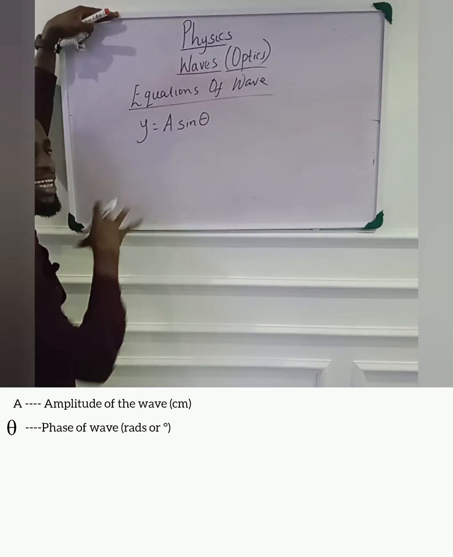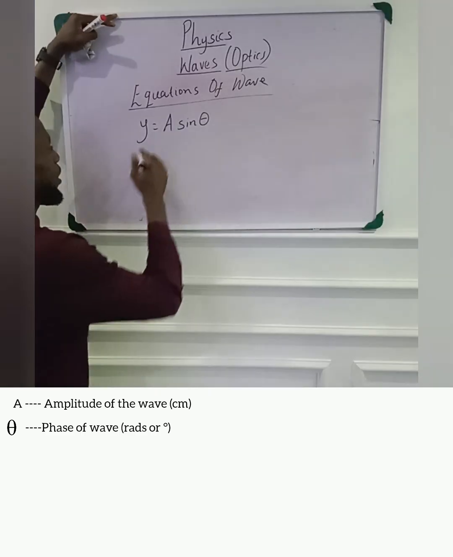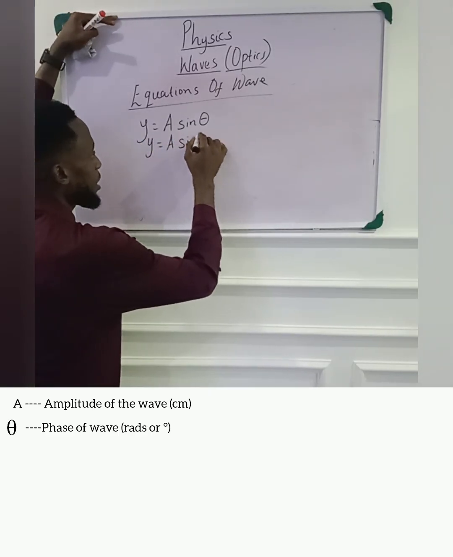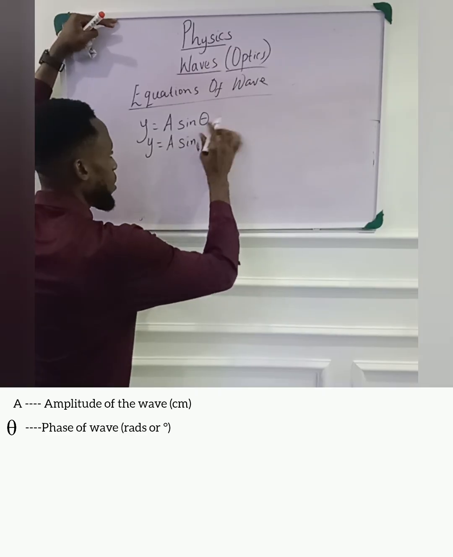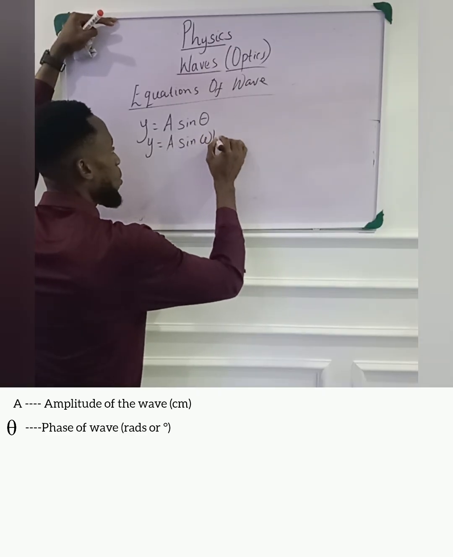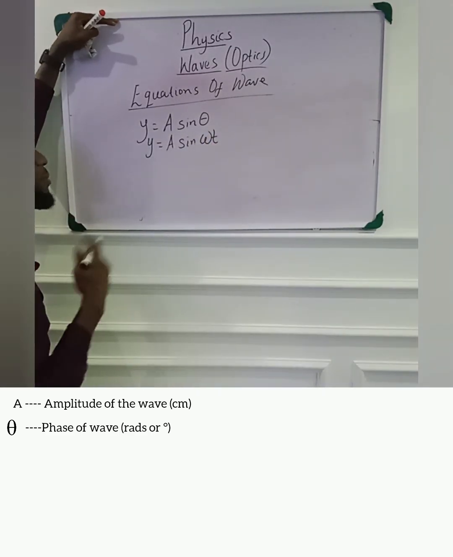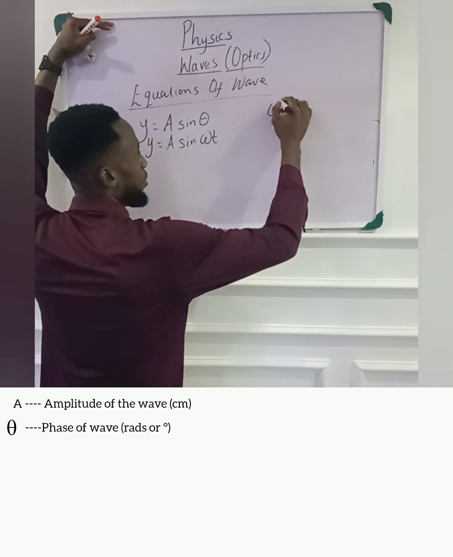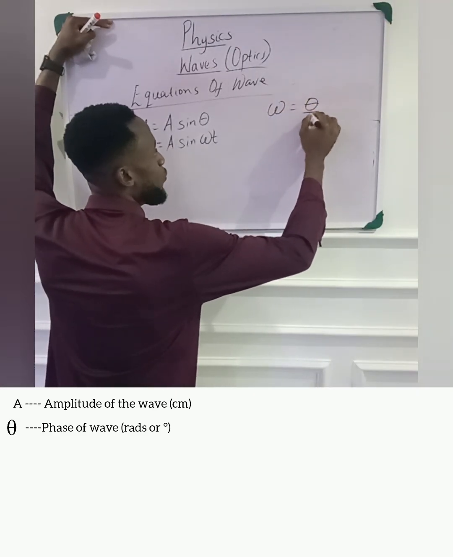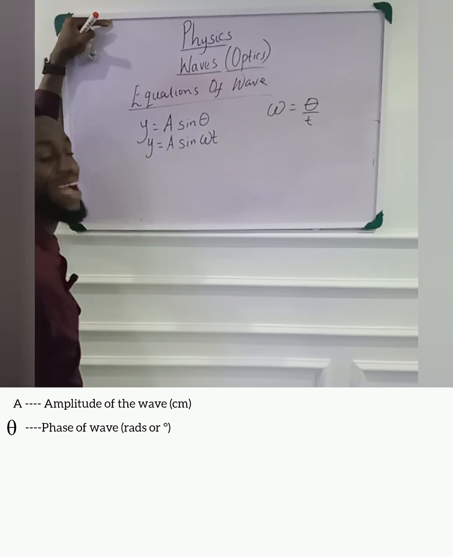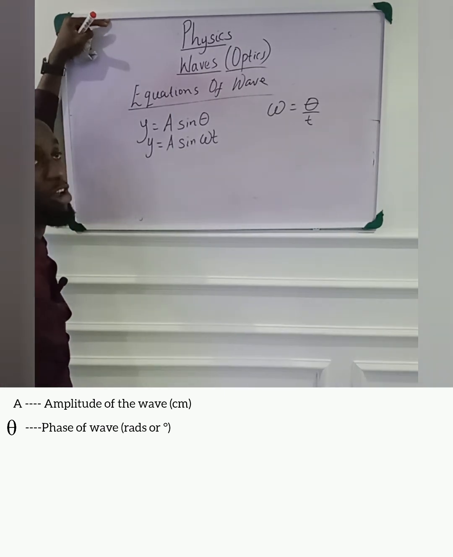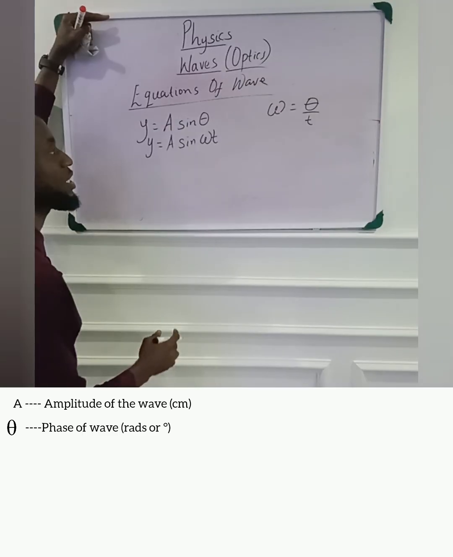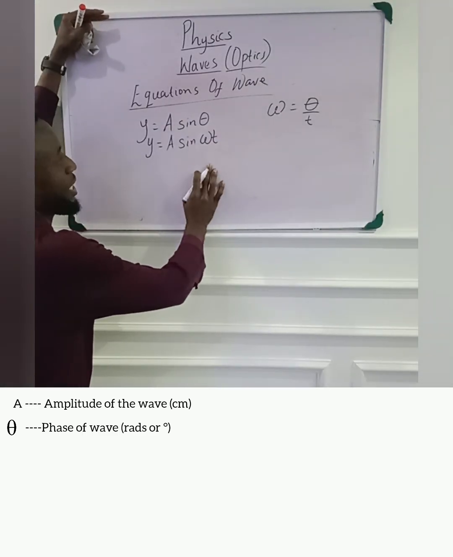But this is a condensed version. The theta is affected by many things. Sometimes it is affected by omega t. What do I mean by omega t? When you learn circular waves, you were already told that angular velocity is the angle covered divided by the time taken, because it's angular velocity. So if you cross multiply, that's how the theta is replaced with angular velocity times time.